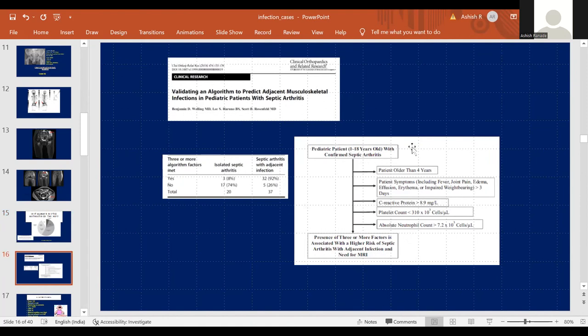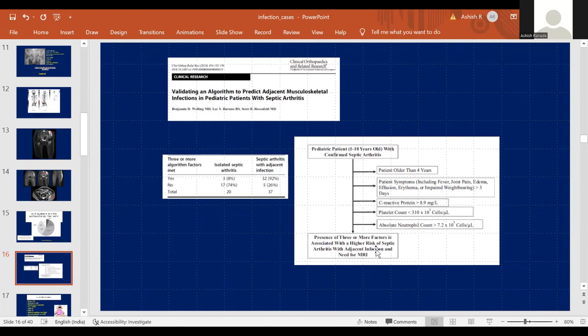So if the patient is older, if the symptoms are present for more than 3 days, if the CRP is on the higher side and the absolute neutrophil count is on the higher side, if of those 4, 3 are present, then there is a higher risk of septic arthritis with adjacent infection, and MRI should be ordered.